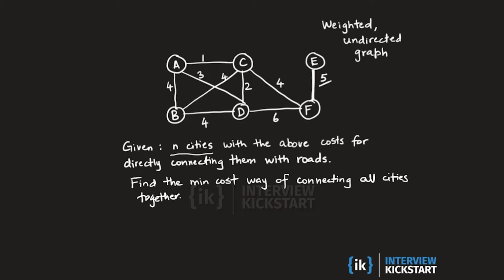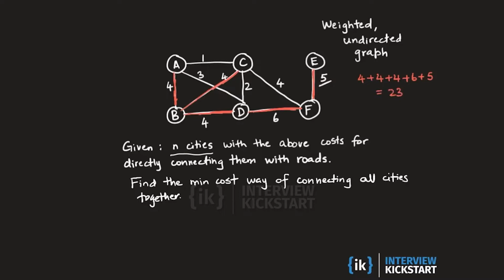One option could be to choose these roads. We choose this road between A and B, this road between B and D, this road between B and C, this road between D and F, and this road between E and F. If we decide to construct these 5 roads, we would have linked all the cities together. The total cost of building these roads would be 4 plus 4 plus 4 plus 6 plus 5, which is basically 23.